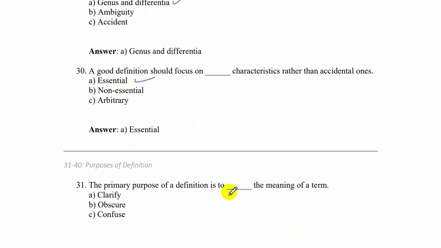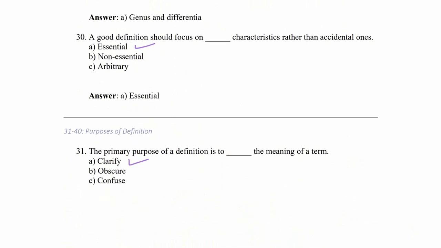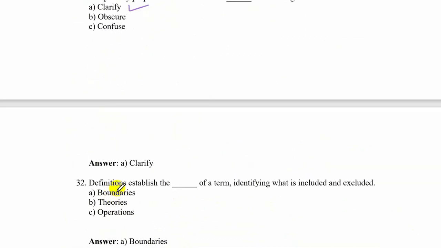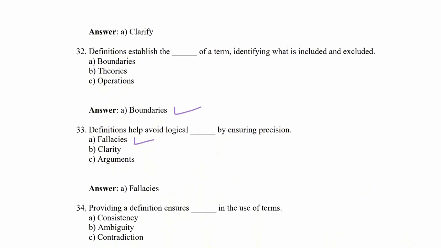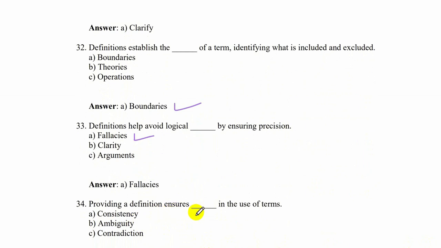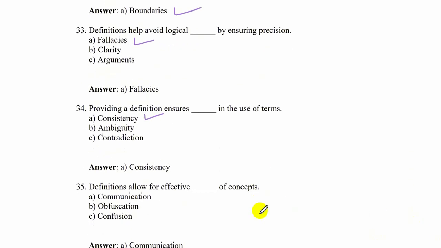The primary purpose of a definition is, of course, to clarify the meaning of a term. Definitions establish the boundaries of a term, identifying what is included and excluded. Definitions help avoid logical fallacies by ensuring precision. Providing a definition ensures consistency in the use of the term. Definition allows for effective communication of concepts.